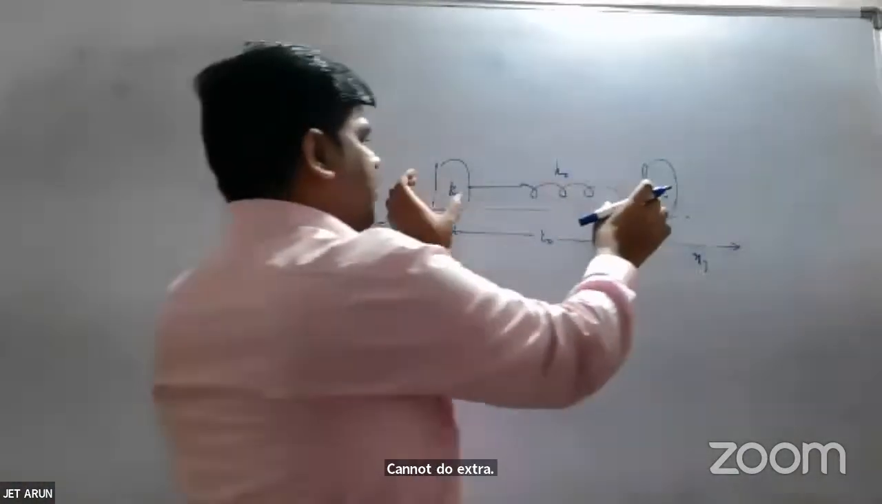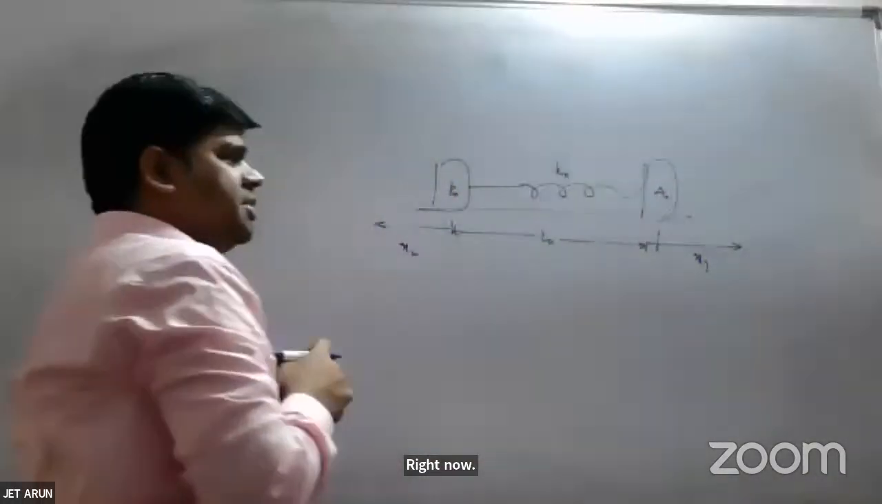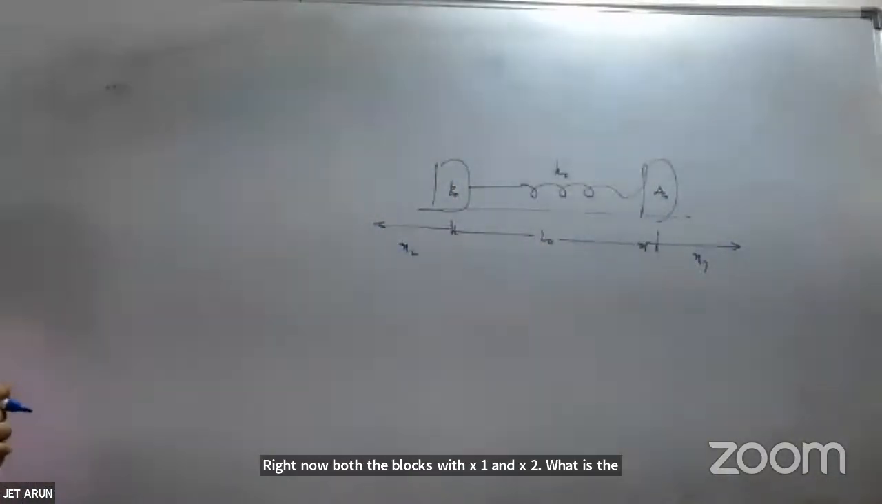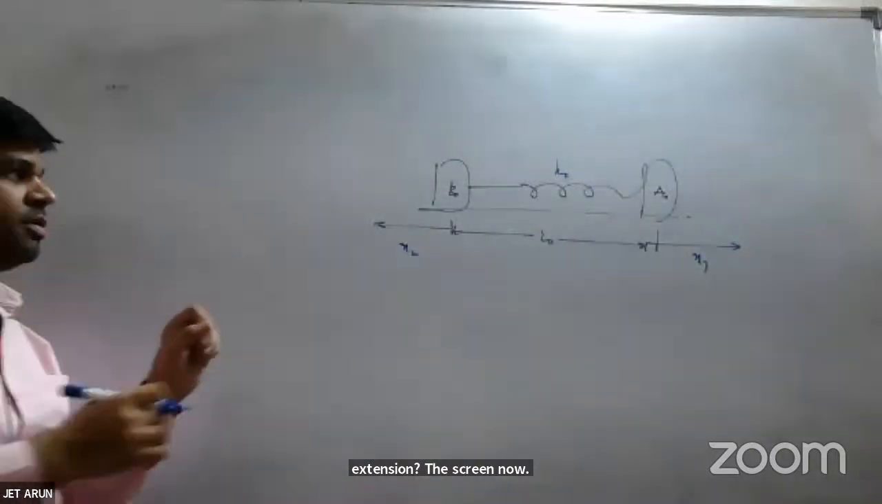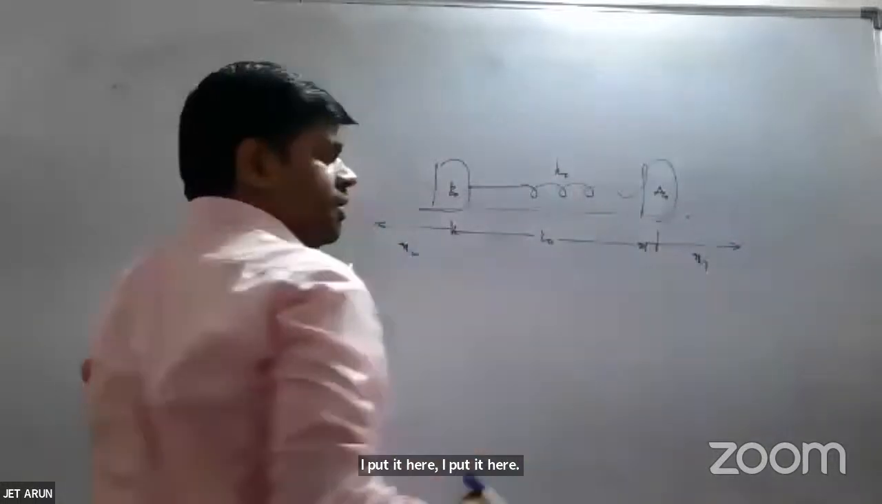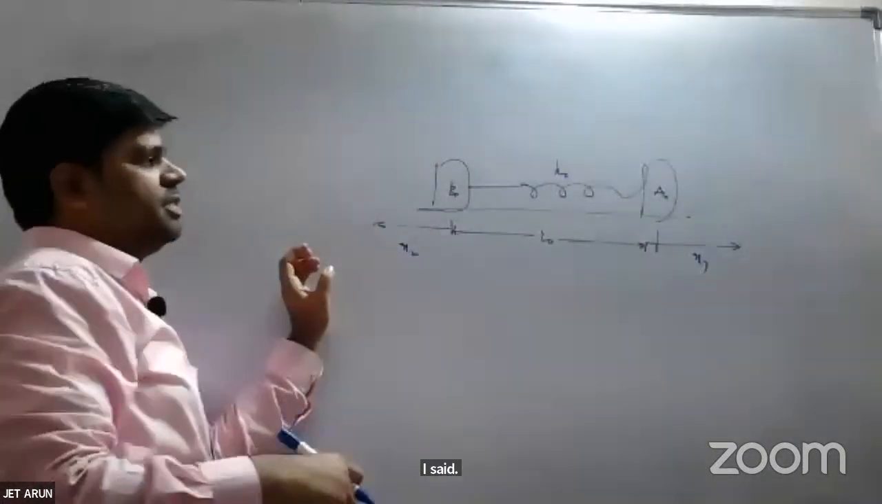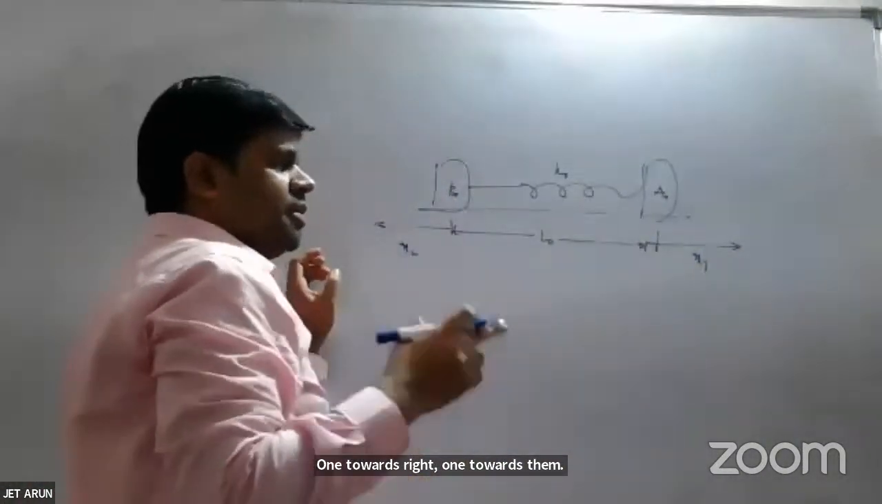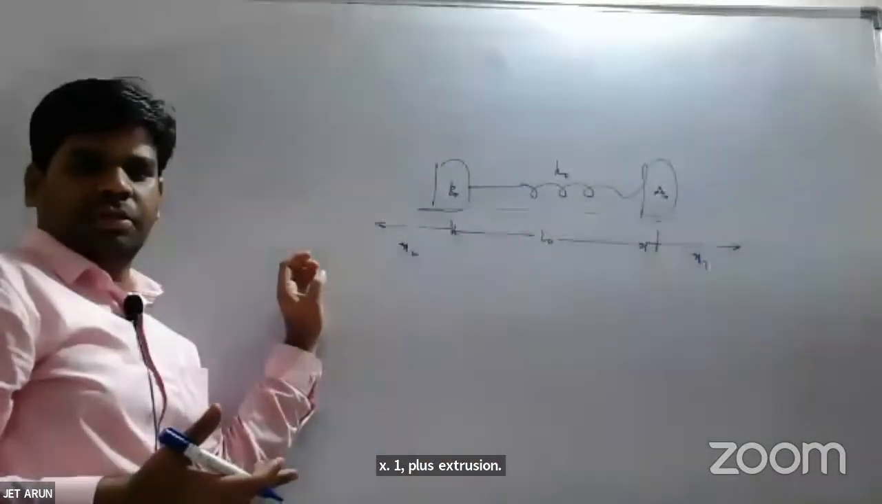Now I pull both the blocks with X1 and X2. What is the extension in the spring now? X1 minus X2. I pull it here, I pull it here, one towards right, one towards left. X1 plus X2, sir. So what is the tension in the spring? K naught into extension. Yes, sir.